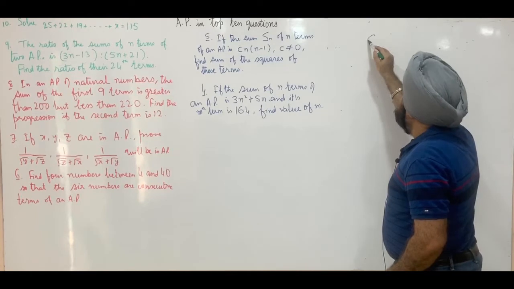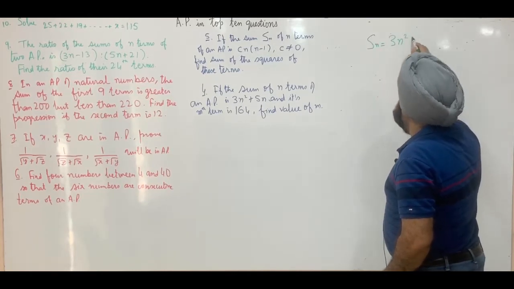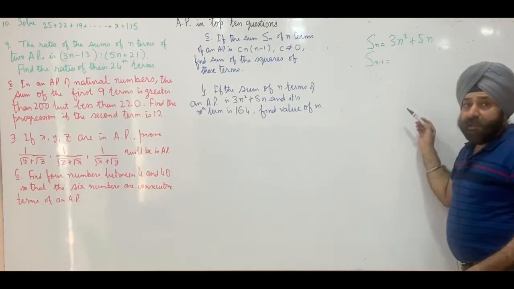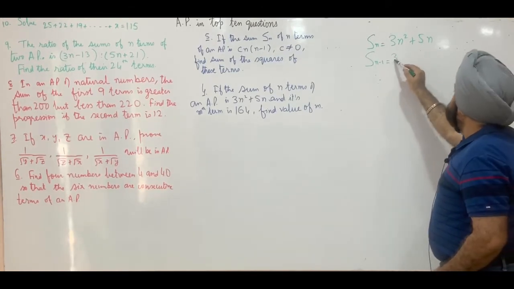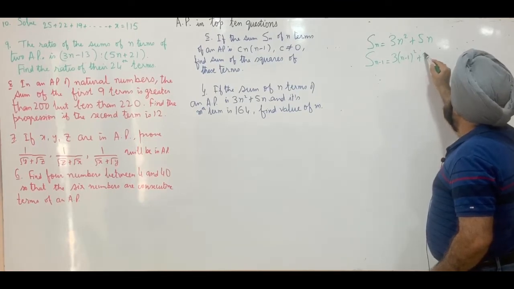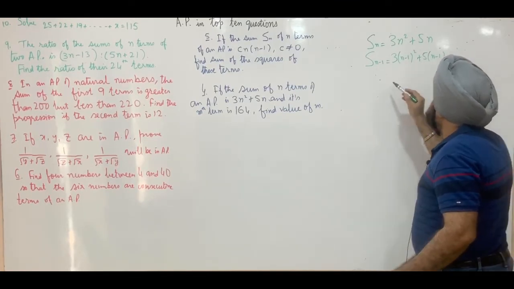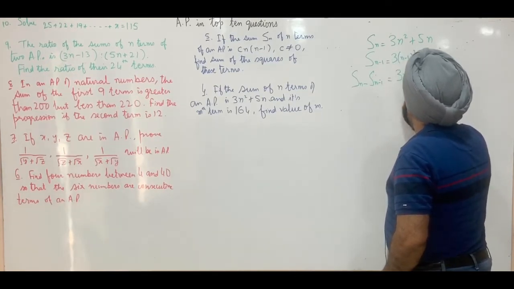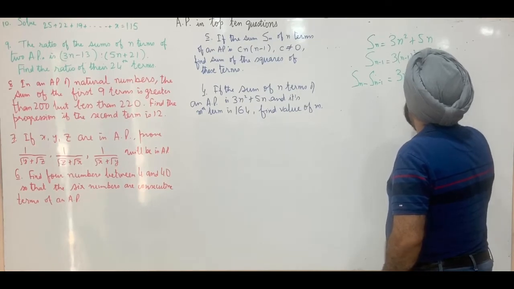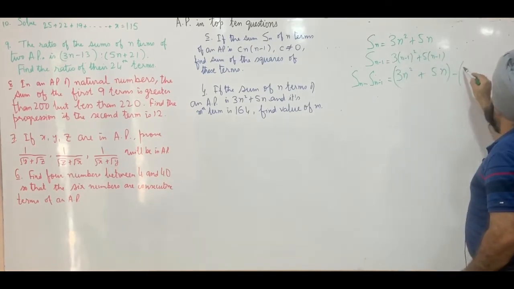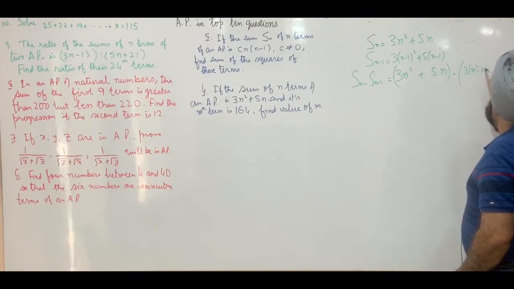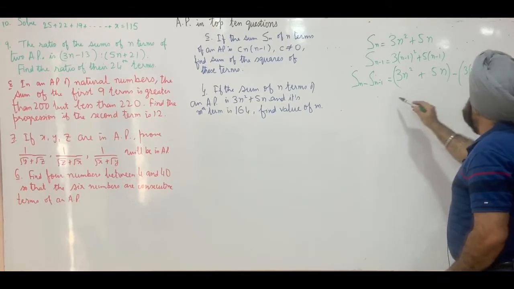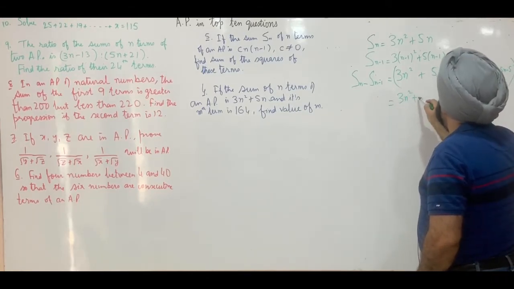So sum of n terms is 3n square plus 5n. So we can find out sum of n minus 1 terms by replacing n by n minus 1. 3 into (n minus 1) whole square plus 5 into (n minus 1). Then we subtract to find out Sn minus Sn minus 1. This is 3n square plus 5n minus this, 3 into (n square minus 2n plus 1) plus 5n minus 5.